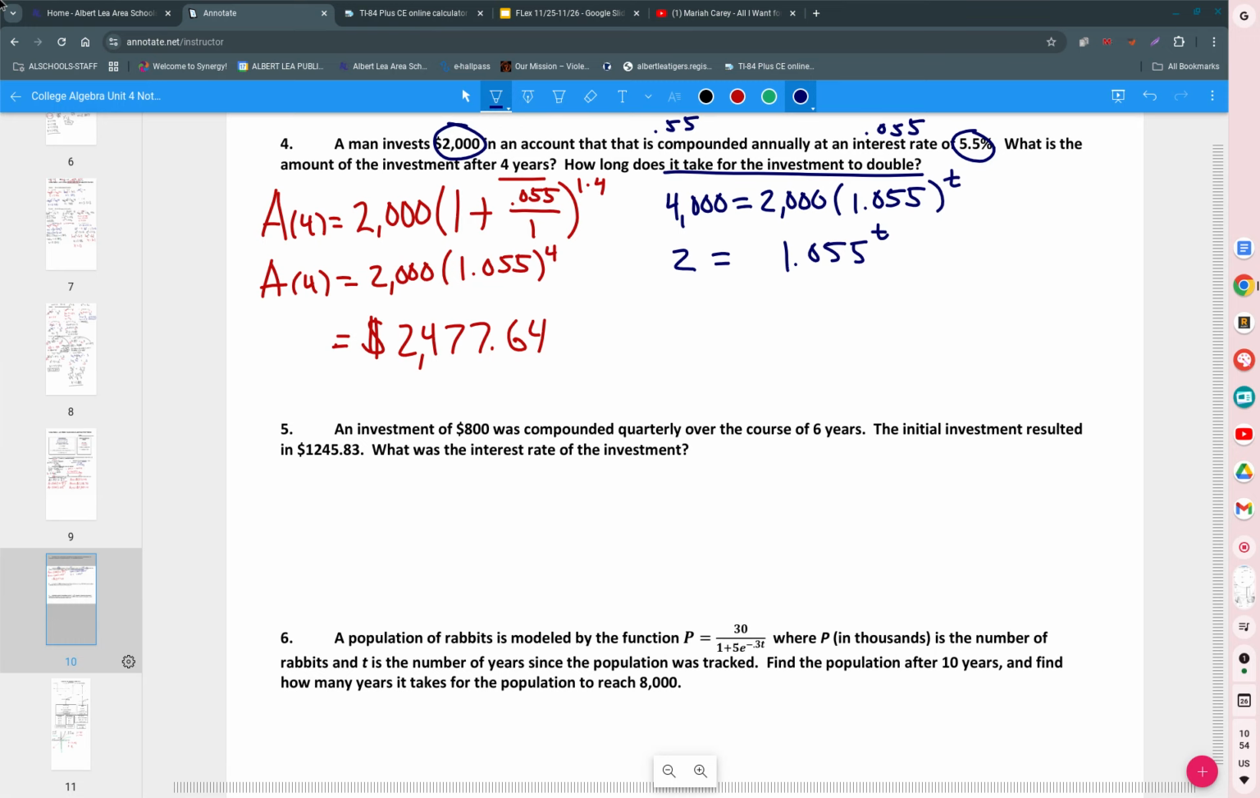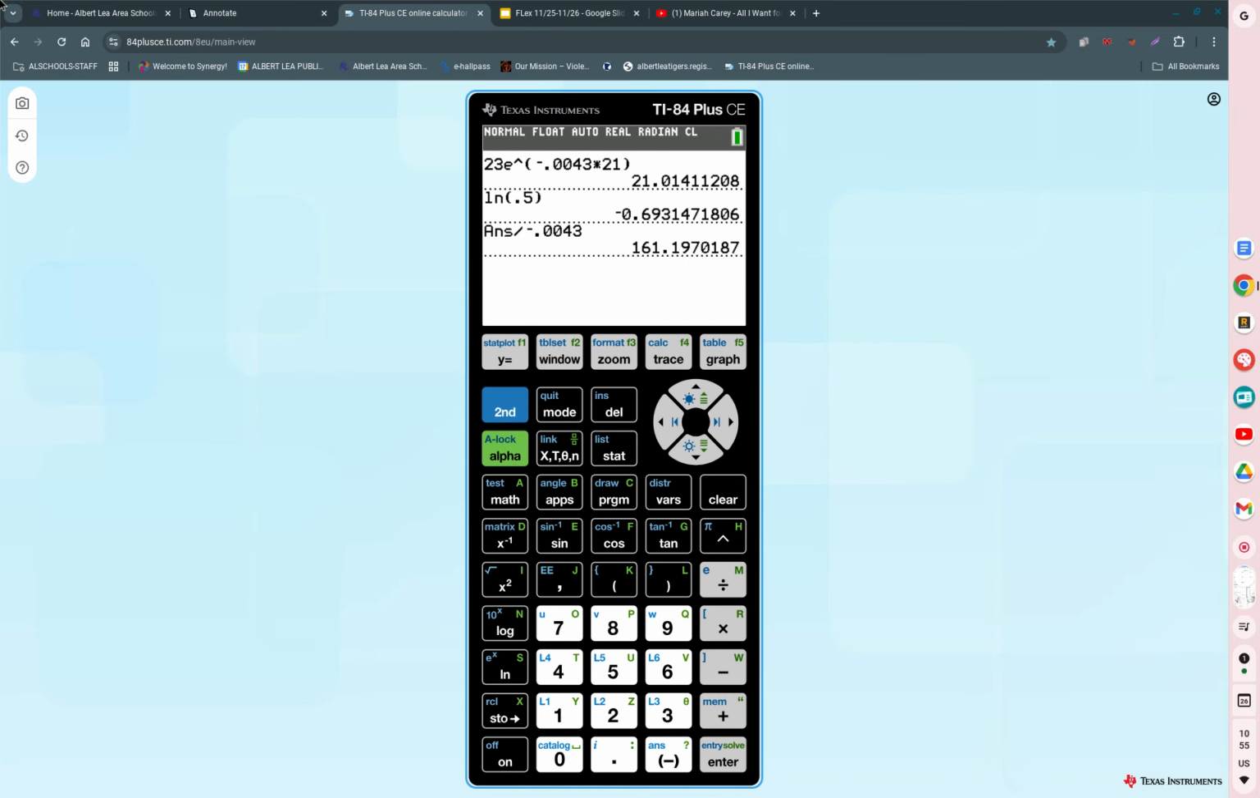Now this looks ridiculous. How do we solve something like that? How do I get rid of the number 1.055? Do I divide by 1.055? Do I subtract 1.055? I take the log base 1.055 on both sides. And when I do that, I calculate the log of 2 divided by the log of 1.055. And I get 12.946.